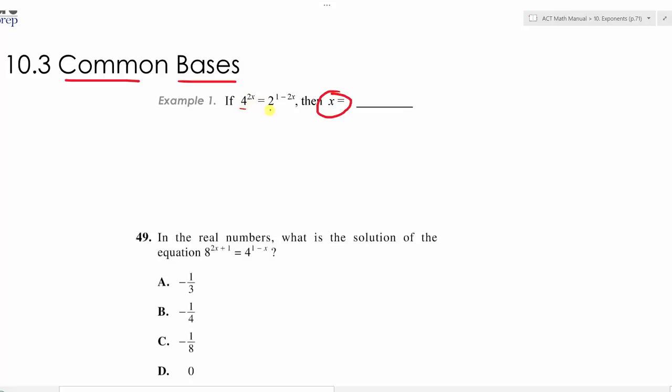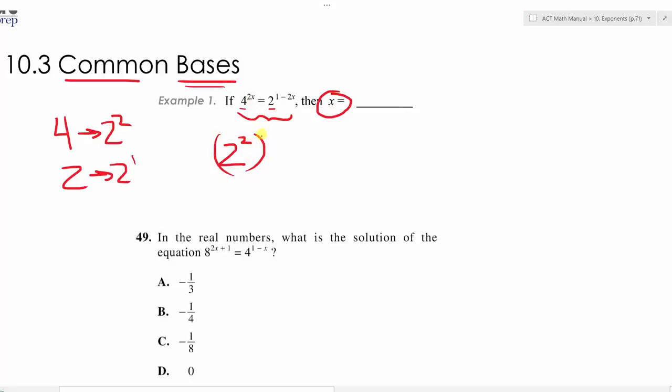So what I notice right away is that both of these bases can be written with a base of 2. 4 can be written as 2 squared, and 2 is already in base 2 form. It's 2 to the 1st. So I'm going to take this equation and rewrite everything with the common base of 2. So 4 to the 2x is the same as 2 squared to the 2x. That's the left-hand side of the equation. Again, I'm just replacing the 4 with base 2 to the exponent 2. Over here, I'm going to keep the base the same.